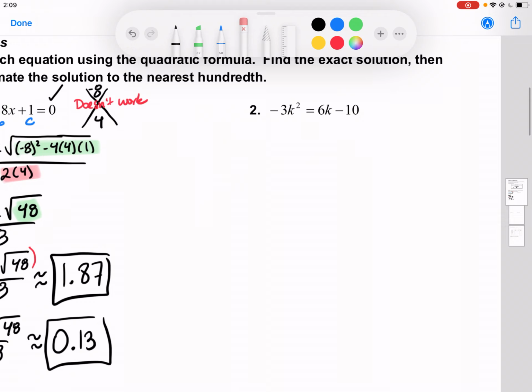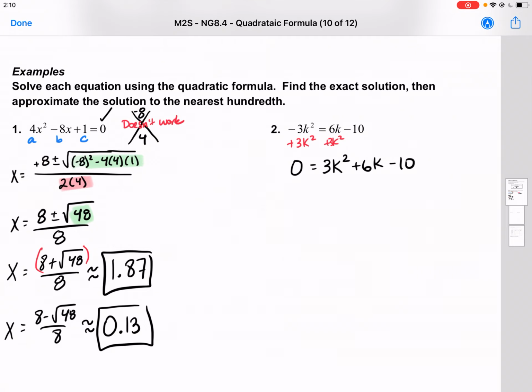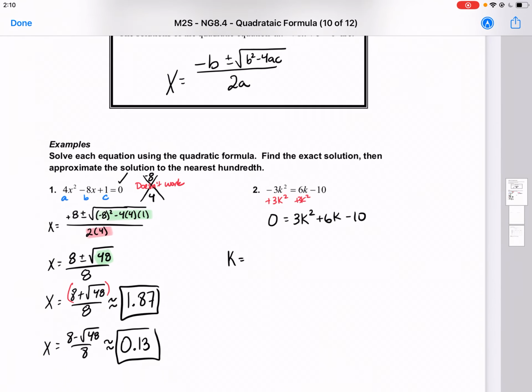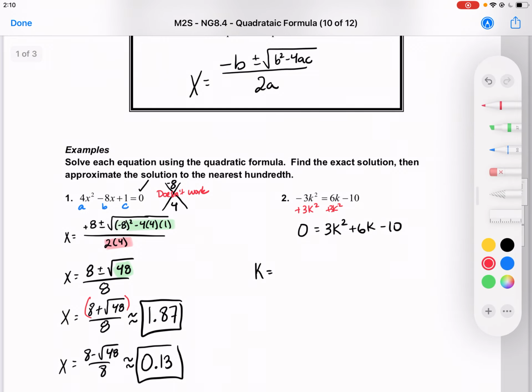Okay, so number 2, same idea, but first thing we need to do is get it equal to 0. So I don't care how you do that. I'm going to go ahead and add the 3k squared. So we have 0 equals positive 3k squared plus 6k minus 10. Notice we're using k's this time. So when we do the formula, instead of saying x equals, we're going to say k is equal to, and we're going to still use the same values. I'm going to put this off to the side. So our A is 3, our B is 6, our C is -10.